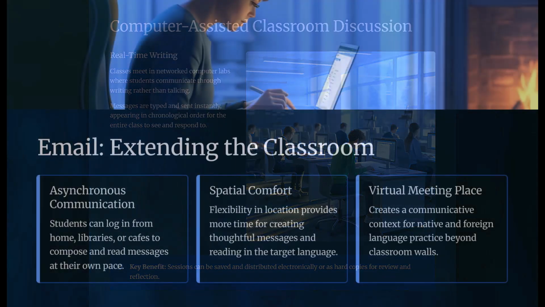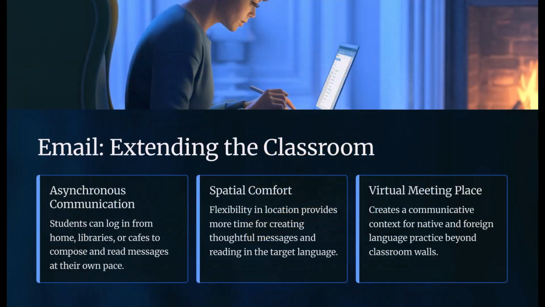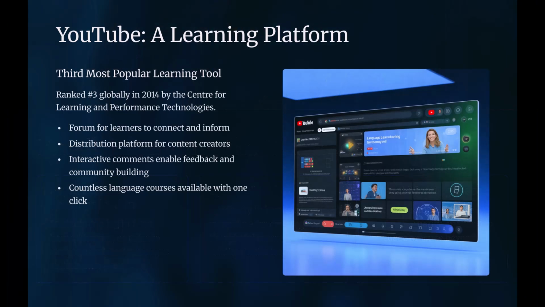So let's look at how people actually use these tools for interaction. The article mentions synchronous tools first. Yeah, synchronous. So real-time writing, like in a network computer lab maybe. Messages go back and forth instantly. Big plus, you can often save the whole chat to look at later. Okay, but that real-time pressure could be tough for beginners, right?